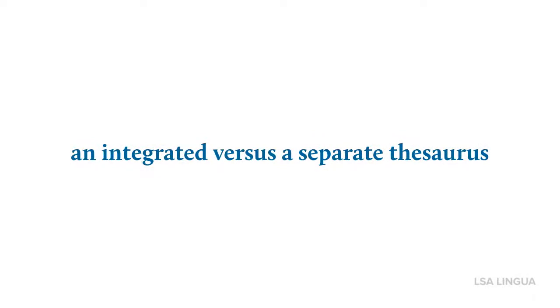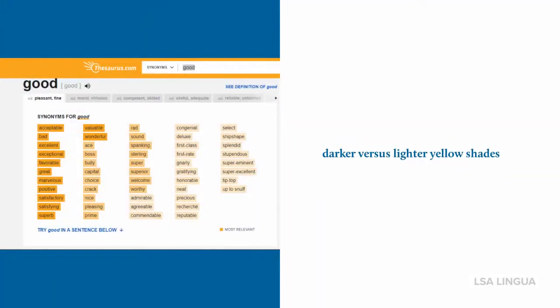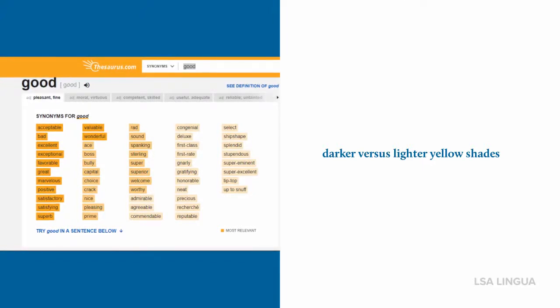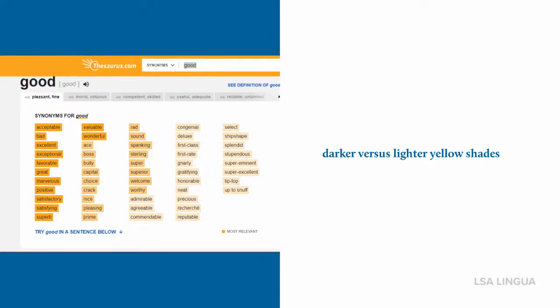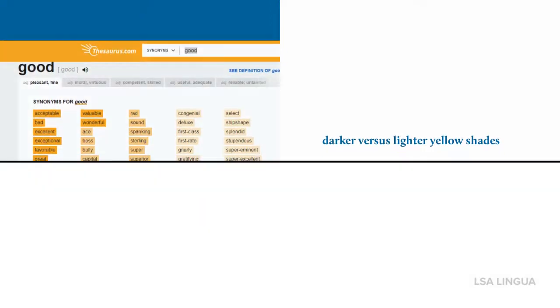Alright, so we've taken a look at an integrated thesaurus entry. Now let's have a look at a separate one, thesaurus.com. So here we're looking at a search query for the word good, and specifically we're looking at synonyms. There we see the color yellow, and the darker the yellow, the more relevant the word is as a synonym for the word good, whereas if we look at the lighter yellow shades, we see that those are least relevant to what we're looking for.